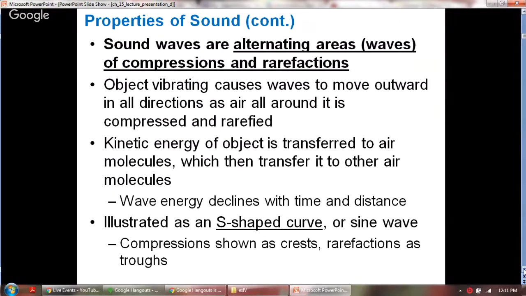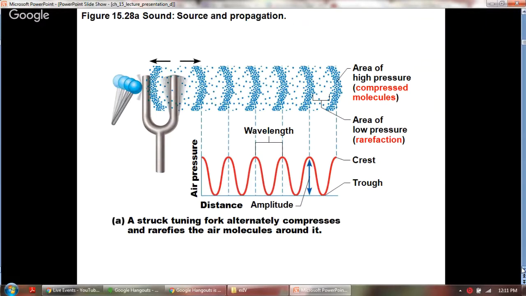The wave can be illustrated as an S-shaped curve or a sine wave, with the compressions shown as crests and the rarefactions as troughs. Here, if you look at the wave curve, the compression areas are the crests and the low pressure areas, the rarefaction areas, are the troughs.